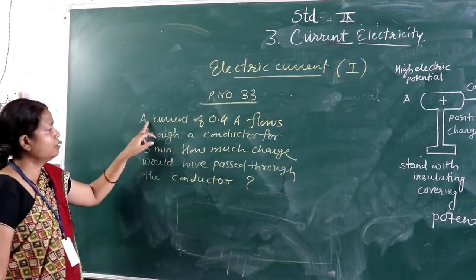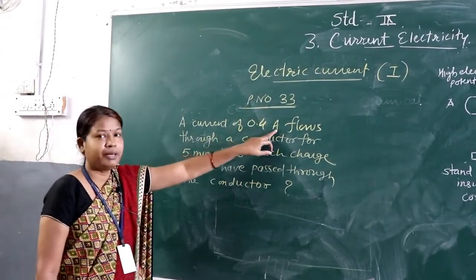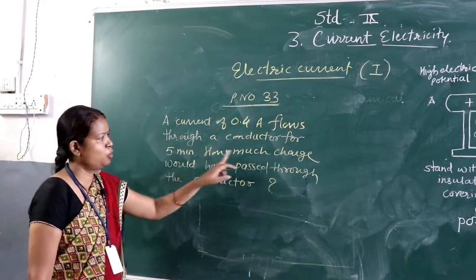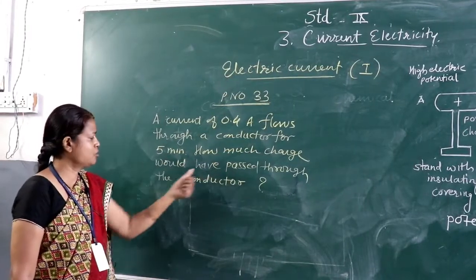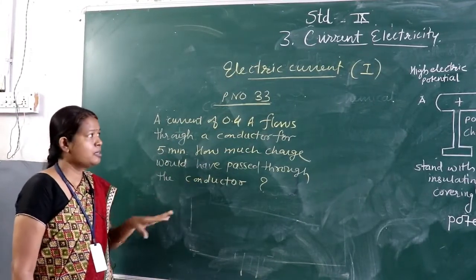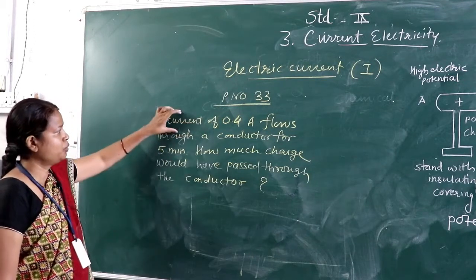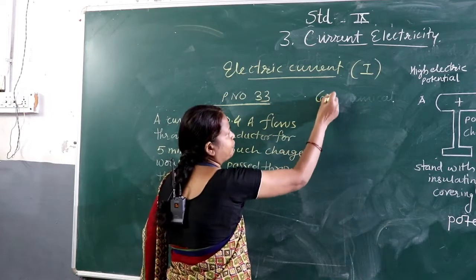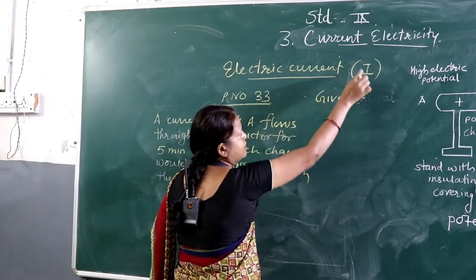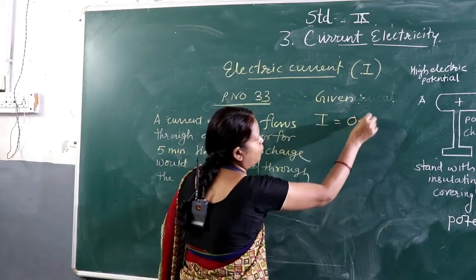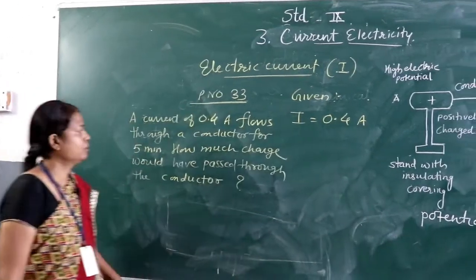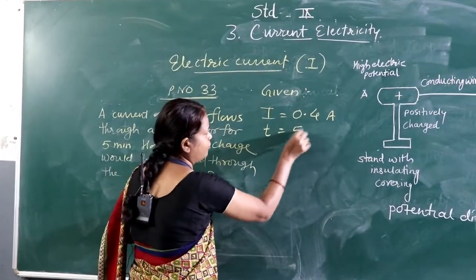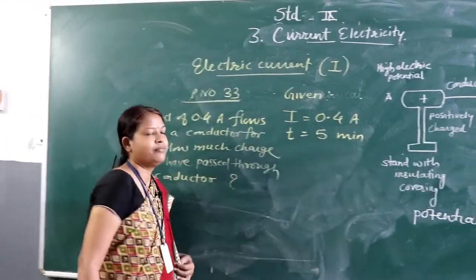What is that? A current of 0.4 ampere flows through a conductor for 5 minutes. How much charge would have passed through the conductor? What is given? Given is a current, that is 0.4 ampere. How much time? The time is 5 minutes. It is given in minutes.